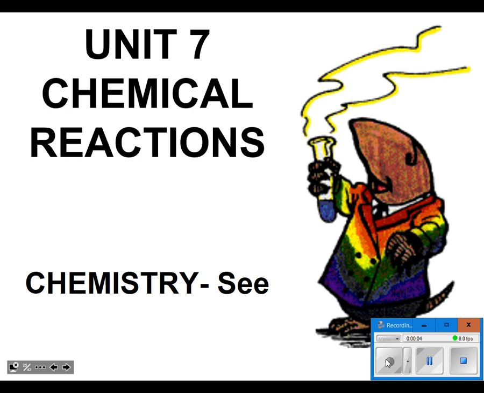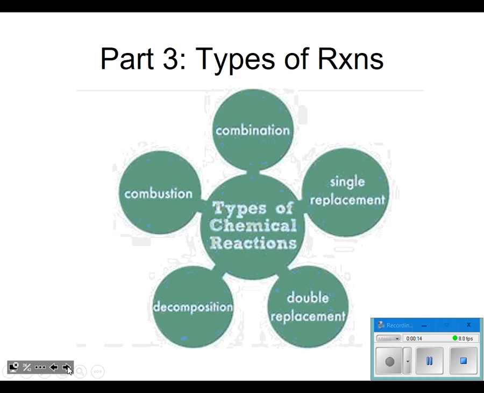These are Unit 7 notes for chemical reactions in chemistry, and this is part 2, which will be over types of reactions. Actually, it's part 3 because we already did basics on reactions and we did balancing, and this is types. Sorry, but this is the second recording over chemical reactions.